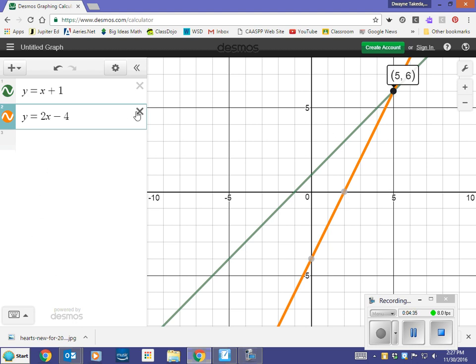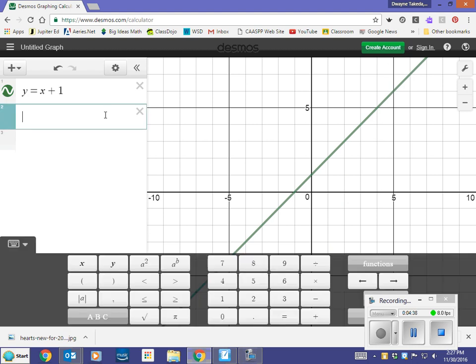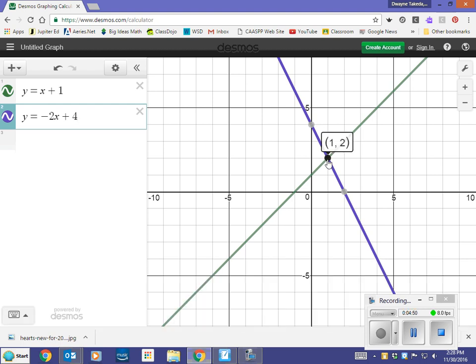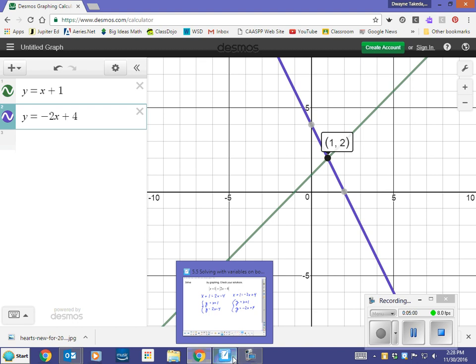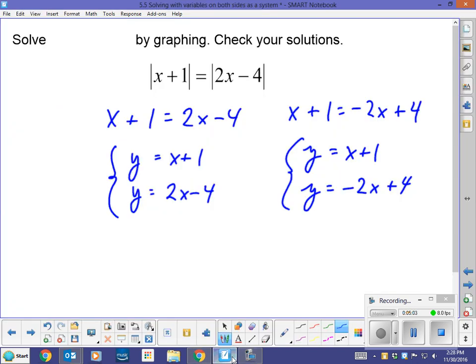But in this case, y equals negative 2x plus 4. And here's our point of intersection here at x equals 1. So x equals 5 and x equals 1. Remember, these are absolute value equations. We have two cases, two solutions here. Let me go back to this screen here. x equals 5 and x equals 1.